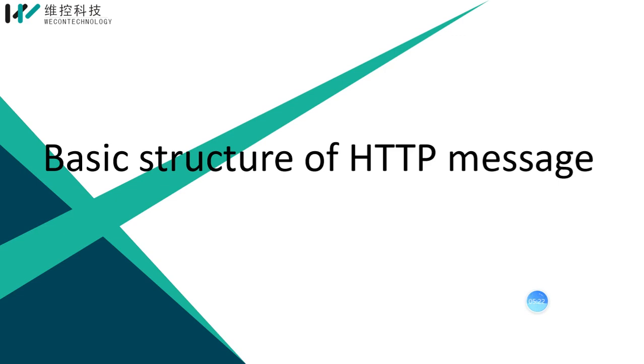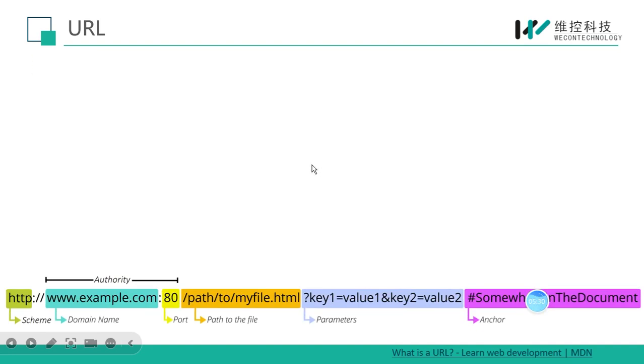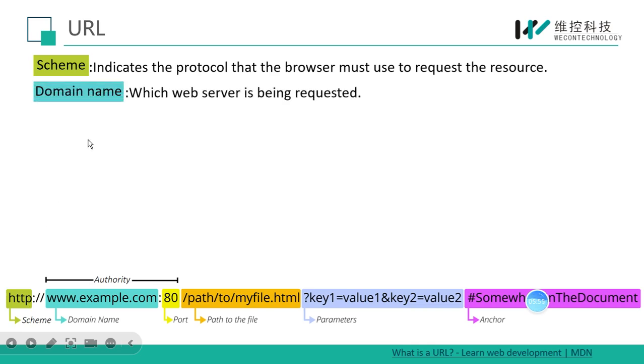So for the basic structure of the HTTP message, the first and most important is the URL. Here we can see some structure parts of it. First is the scheme. The scheme indicates the protocol that the server uses, so here it is HTTP. Then it is the domain name. The domain name is which server is being requested.